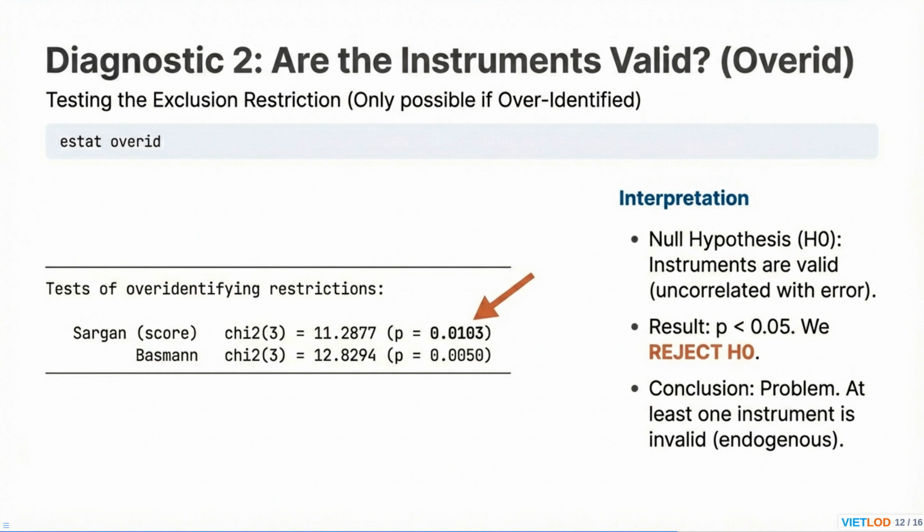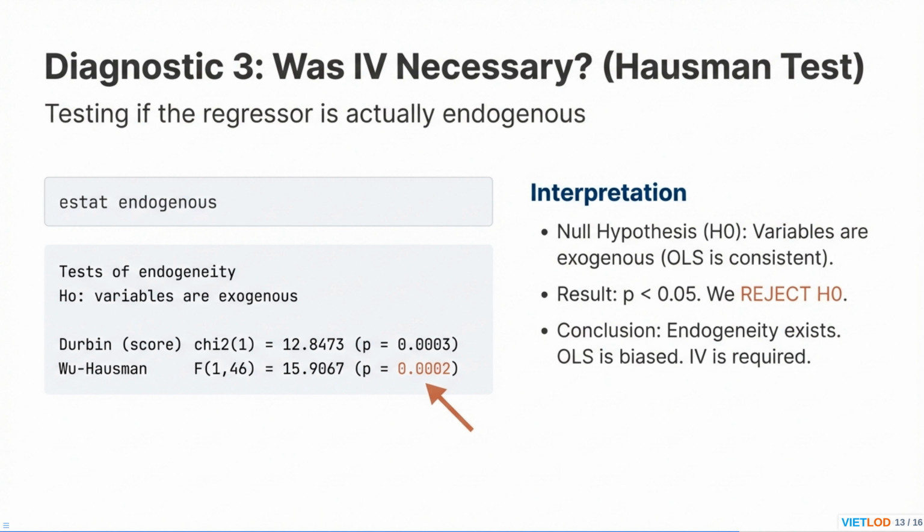The second diagnostic check focuses on instrument validity through the over-identification test. This test evaluates the exclusion restriction, which is only possible when the model is over-identified. We use the Stata command estat overid to generate these results. The null hypothesis, or H0, assumes that the instruments are valid and uncorrelated with the error term. Here, the Sargan test shows a p-value of 0.0103, while the Basmann test is even lower at 0.0050. Since these values are below the 0.05 threshold, we reject the null hypothesis.